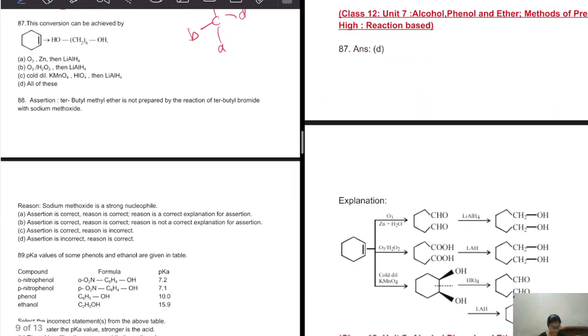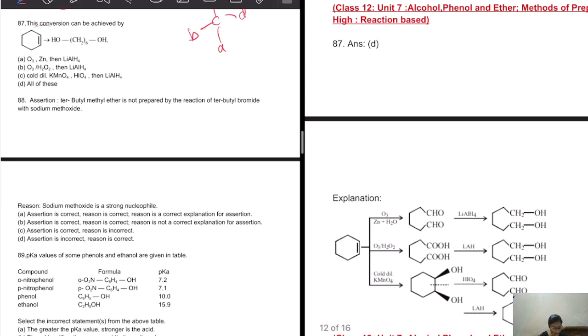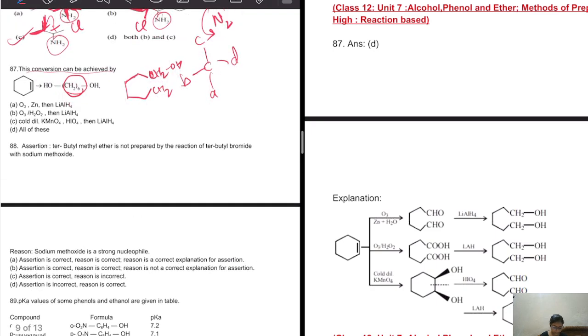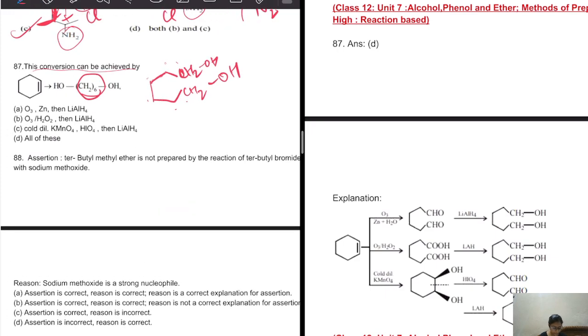Now in case of the next question, this conversion can be achieved by what? What is this? CH2, right? We have six carbons. Let's just remove it. So 1, 2, 3, 4, 5, 6. We need to tell from what all options we can achieve this. So let's try all.